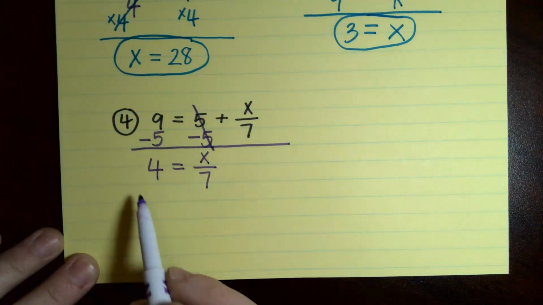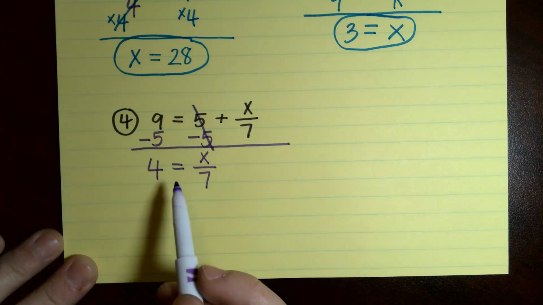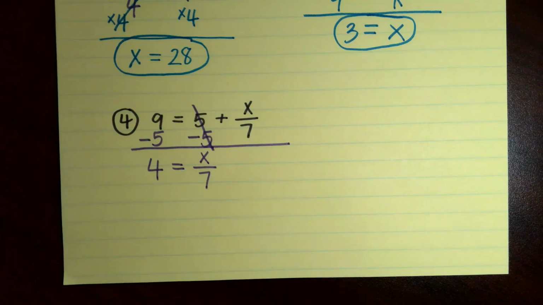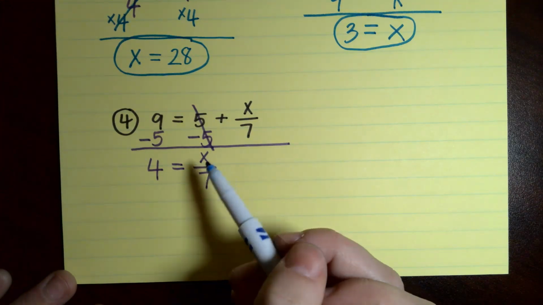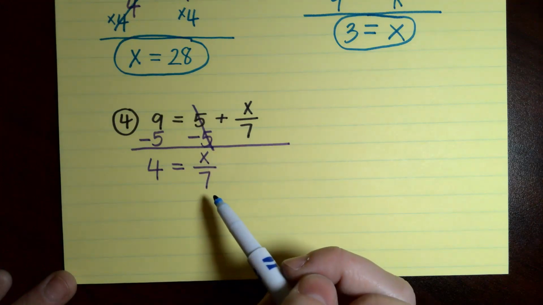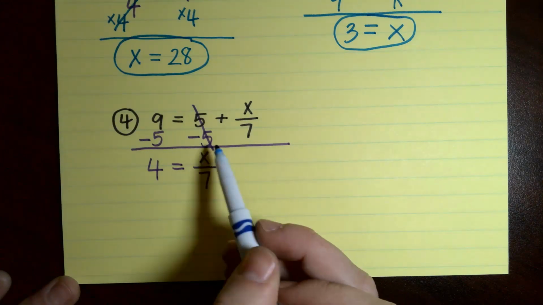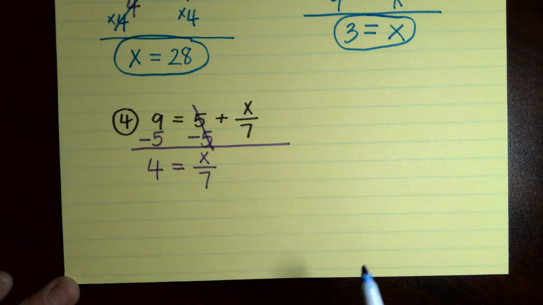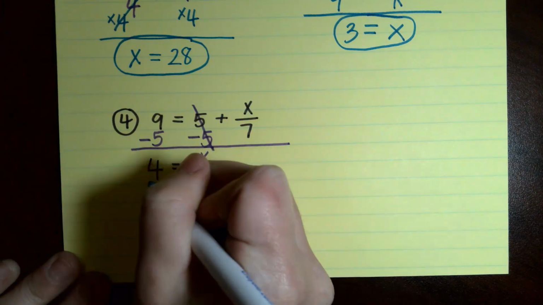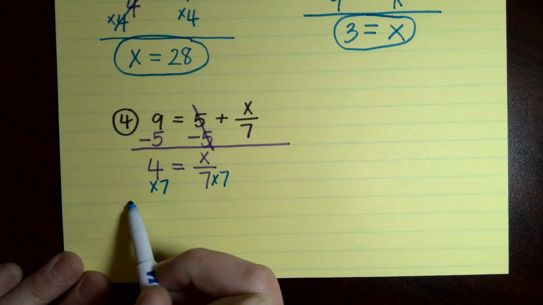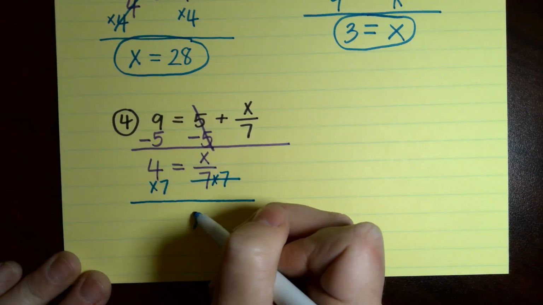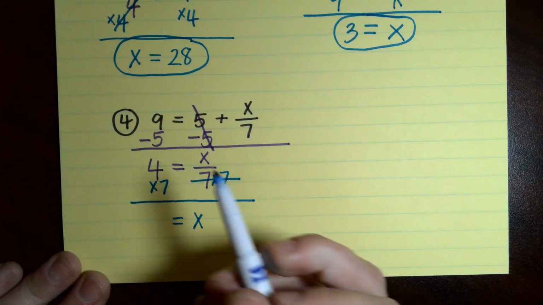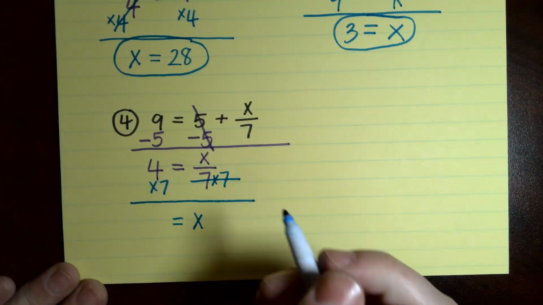Now we have a whole new equation here. I've got 4 is equal to x divided by 7. What do we need to do next? Yeah, we're dividing here. We have x divided by 7. So to get rid of divided by 7, we're going to multiply by 7 on both sides. So our 7s are going to cancel. I'll bring down my x, bring down my equals. What is 4 times 7? 28.